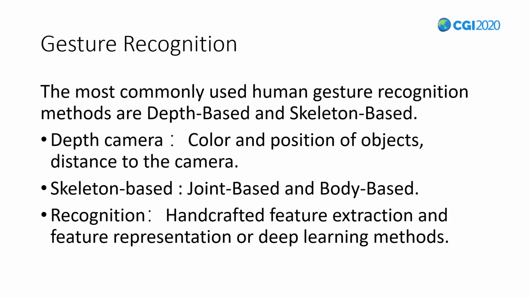Skeleton-based methods can be divided into joint-based and body part-based. Joint-based methods use a coordinate system to model the position and motion of a couple of joints. In body part-based methods, human body parts are represented by rigid cylinders connected by joints to form an articulated system. Gestures can be distinguished through the 3D geometry relationship between joint cylinders.